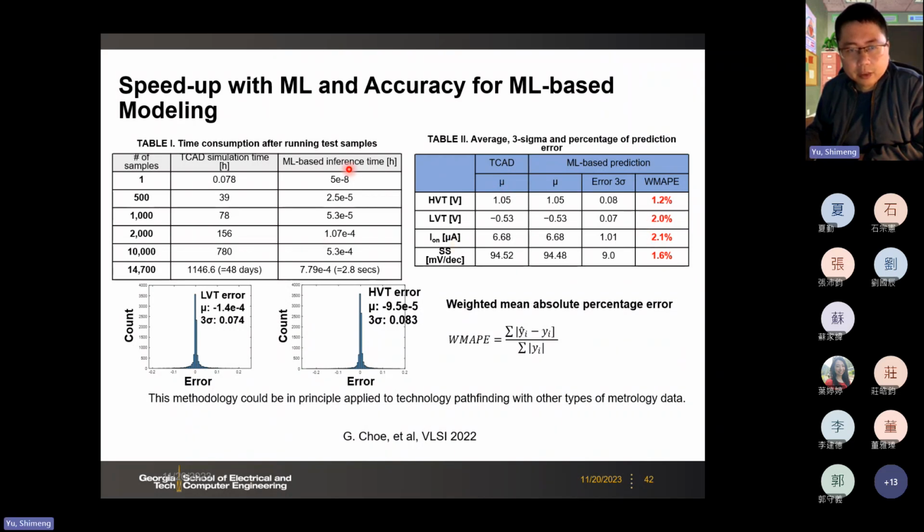But the simulation time is much reduced when estimated for, let's say, 10,000 samples. If we run TCAD on our server, it will take like 780 hours, almost 2 months to run that. But if we run the model, then it's pretty quick because it's only a simple neural network. So within a few minutes, we can get the results.